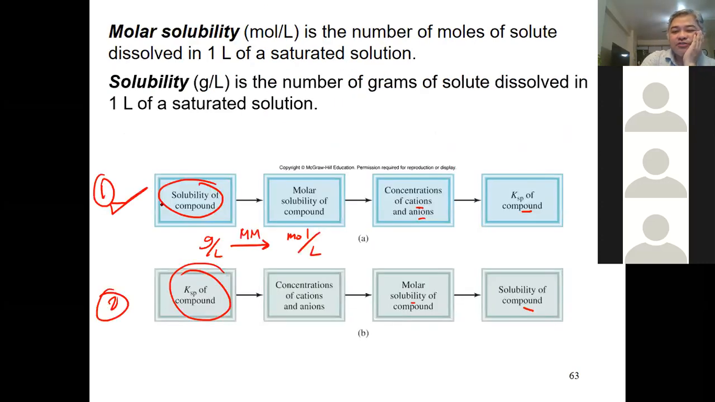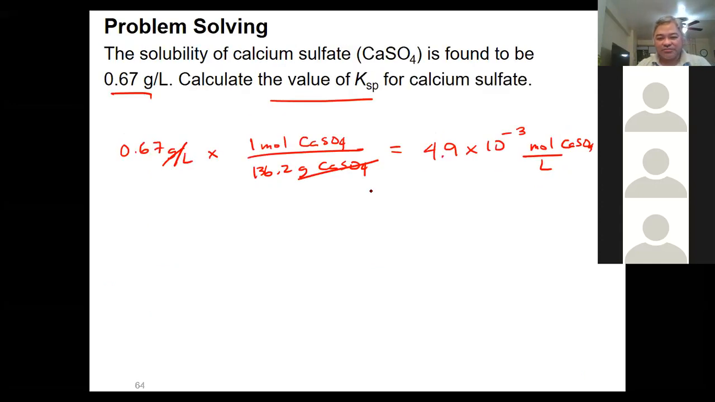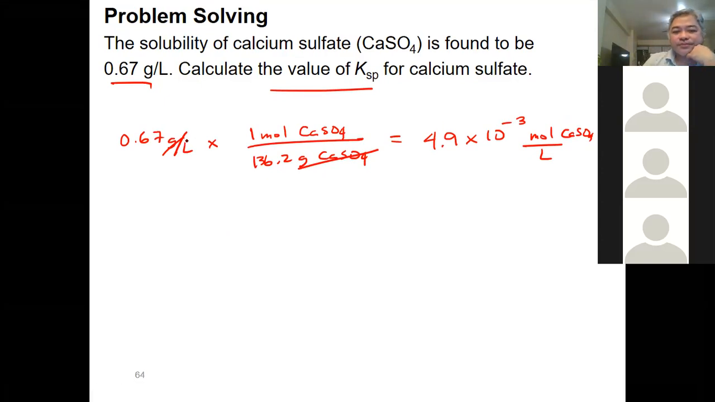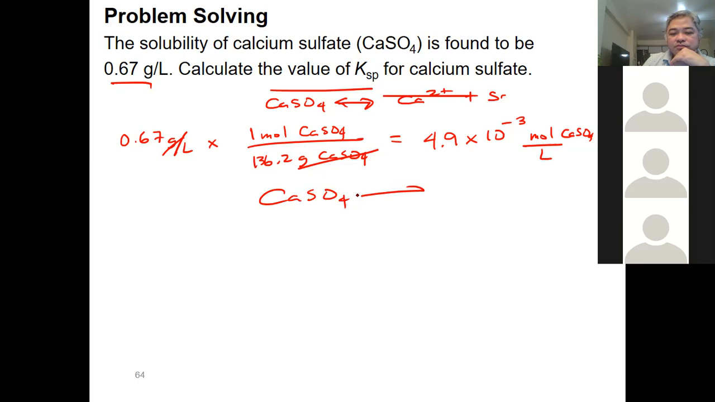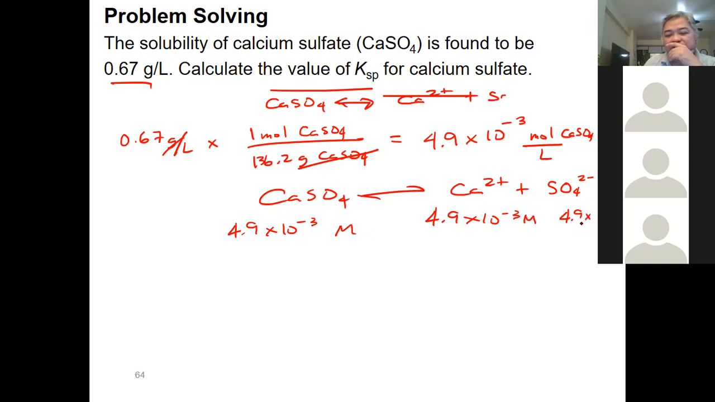So the next thing that we do, we're done here. Concentration of cations and anions. So paano gagawin natin dyan? So we can put calcium sulfate dissociating to give you calcium 2 plus and sulfate ion. So that means if I have 4.9 times 10 to the negative 3 molar here, I also have 4.9 times 10 to the negative 3 molar here. The same thing here.